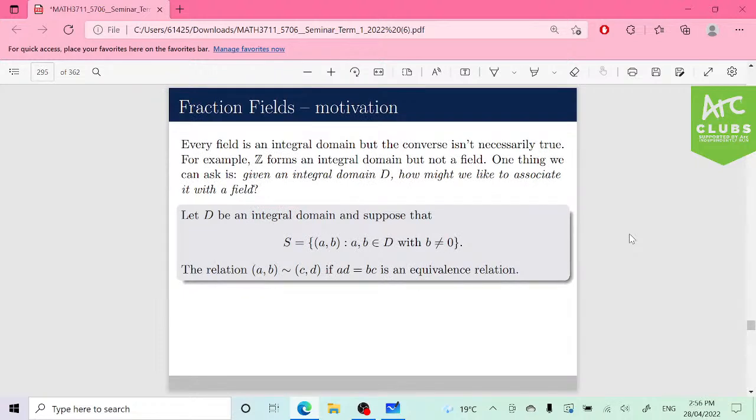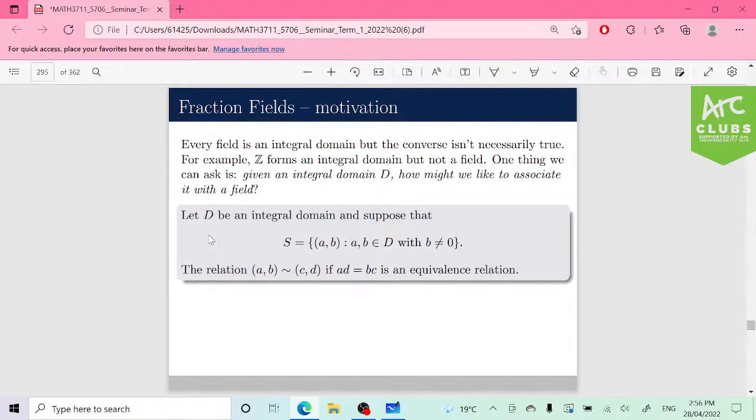Alright, so we're given an integral domain. This might not necessarily be a field, but we know that every field is an integral domain. So one question that we might like to ask is: is there an associated field that comes with an integral domain? And the answer is yes, by the notion of a fraction field.